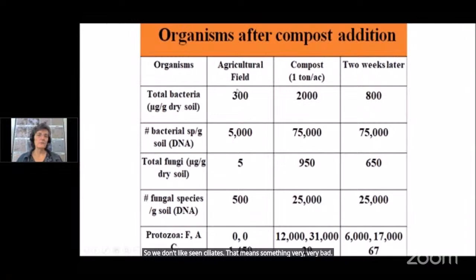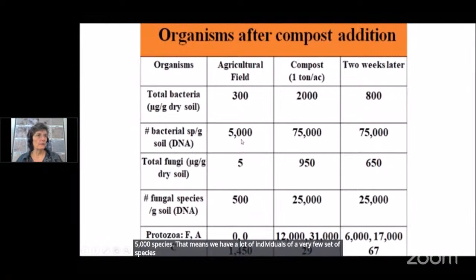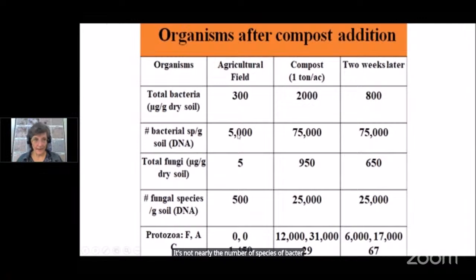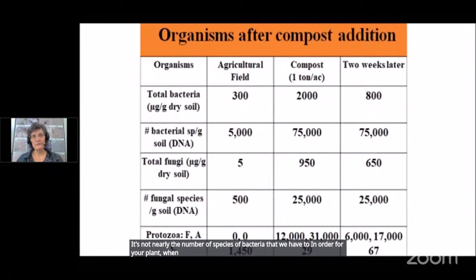So let's go through the agricultural field before we started. 300 micrograms of bacteria, that's quite good. 5,000 species. That means we have a lot of individuals of a very few set of species in that soil. This is not nearly the diversity that you have to have in order to suppress disease in that root zone. It's not nearly the number of species of bacteria that we have to have in order for your plant, when it puts out specific exudates, it's expecting to find these very specific bacterial species to grow and do this job.